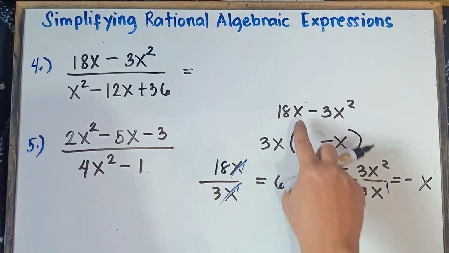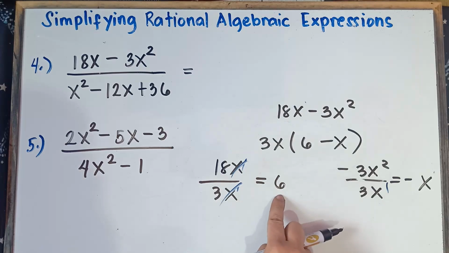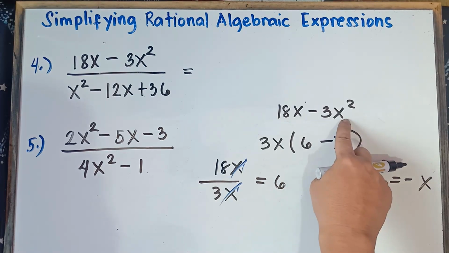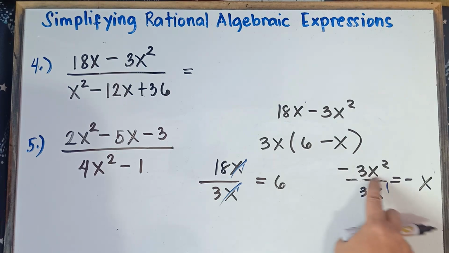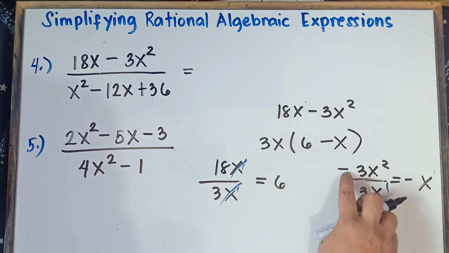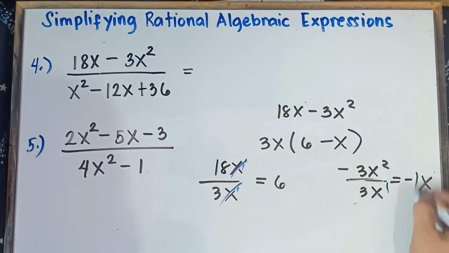Once again, class, 18x divided by 3x, the answer is 6. Negative 3x squared divided by 3x, negative 3 divided by 3 would be negative 1. X squared divided by x would be x.